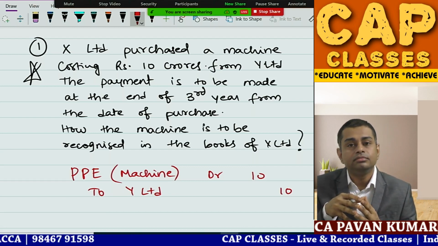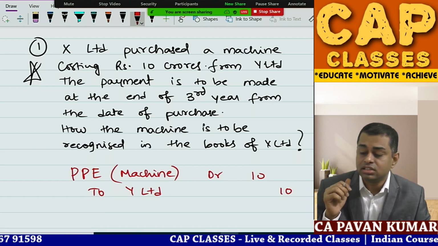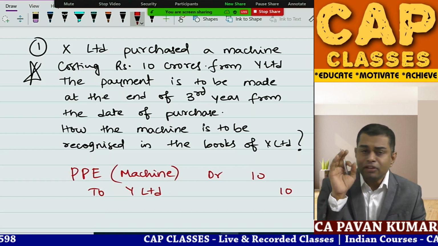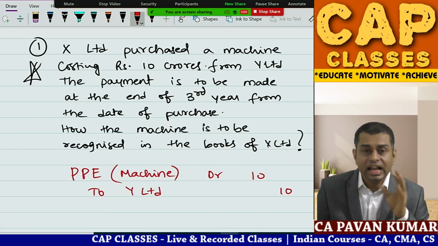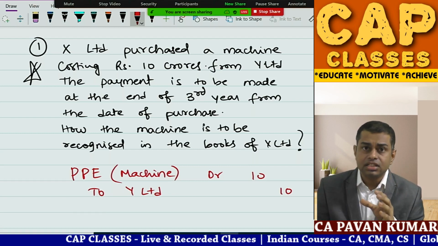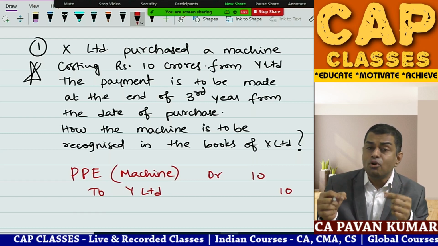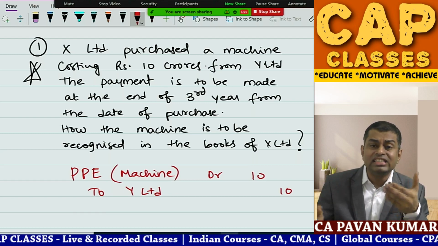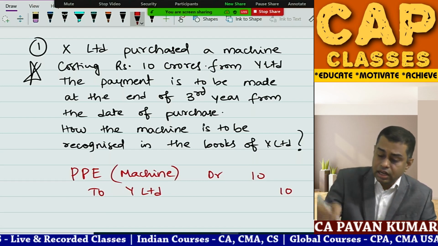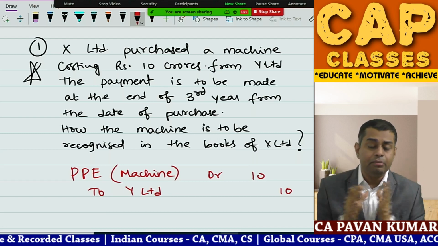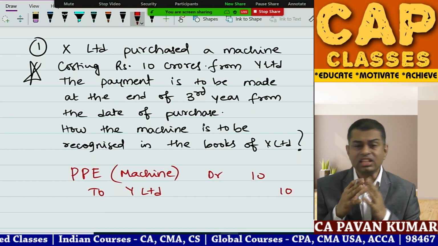Pavan sir, what makes the difference? See, remember one basic rule. No asset can be recognized in the books of account with a value which is more than its fair value or recoverable value. For example, if I go to the same Y Limited and ask, boss, how much is this machine? He said 10 crores.